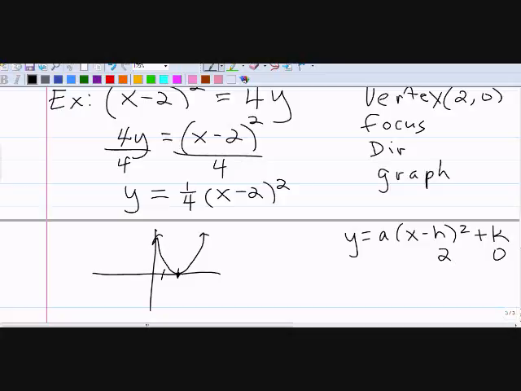There we go. So my focus has got to be sitting inside the parabola here somewhere. And here's my directrix down below. Now I need to find that distance from the vertex to the focus. That's my C. Remembering that A equals 1 over 4C, and my A in this case is 1/4. What's C?